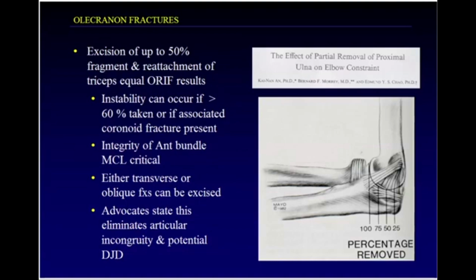And either transverse or oblique fractures can be excised, and advocates of this technique historically recommended that this eliminates articular incongruity and potential for post-injury degenerative arthrosis. Again, with current fracture fixation techniques, this is probably really not the preferred treatment for virtually any fracture of the proximal ulna.